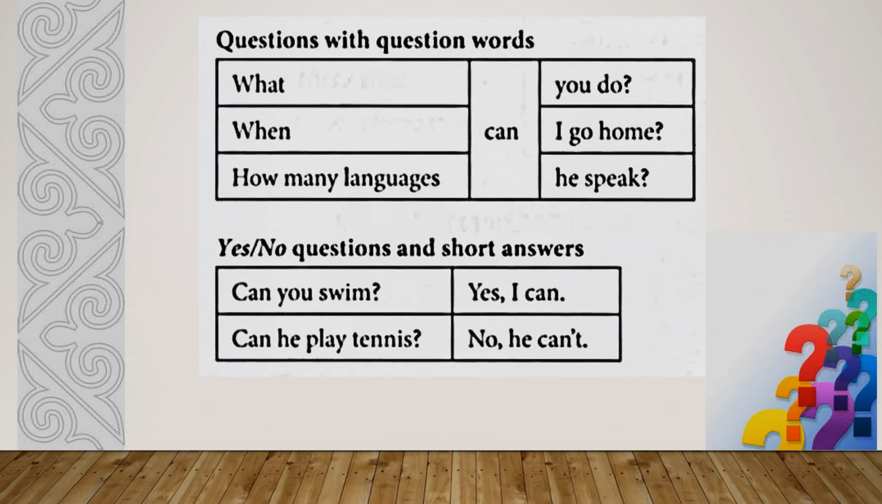No, he can't. If we use question words such as what, when, where, why, how many, etc., they go before can. You can see here the question words come before can, and then subject and verb. What can you do? When can I go home? How many languages can he speak? It's very easy.